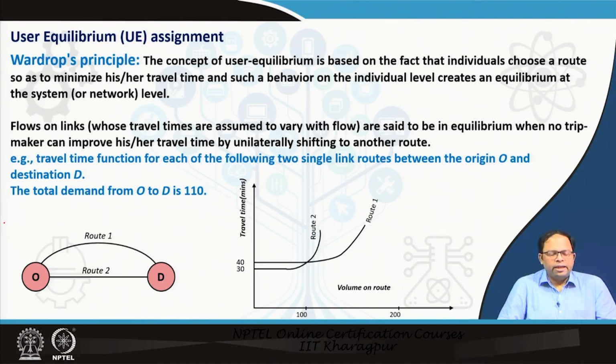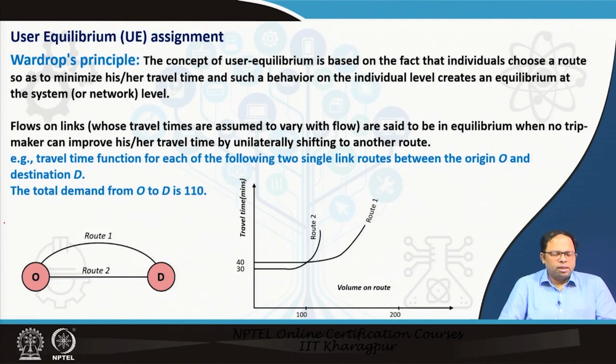And flows on links whose travel times are assumed to vary with flow are said to be in equilibrium when no trip maker can improve his or her travel time by unilaterally shifting to another route. That means in all the routes the travel times are the same. For the routes that are not used, the travel time is of course higher. So, all the routes that are used, their travel time remains the same, and then there is equilibrium.